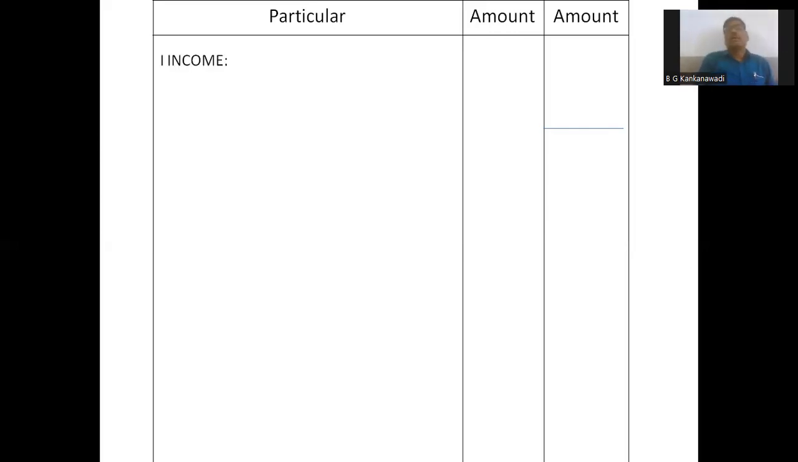The first item in the income and expenditure statement is income. Under income, the first item is turnover. Turnover means sale. You write the amount of sale. Sale is 1 lakh. Then in this sale you have to adjust. Adjustments are not given in the problem. Mainly you have to deduct the excise duty and sales return. Then the second item is other income. Other incomes are also not given in the problem.